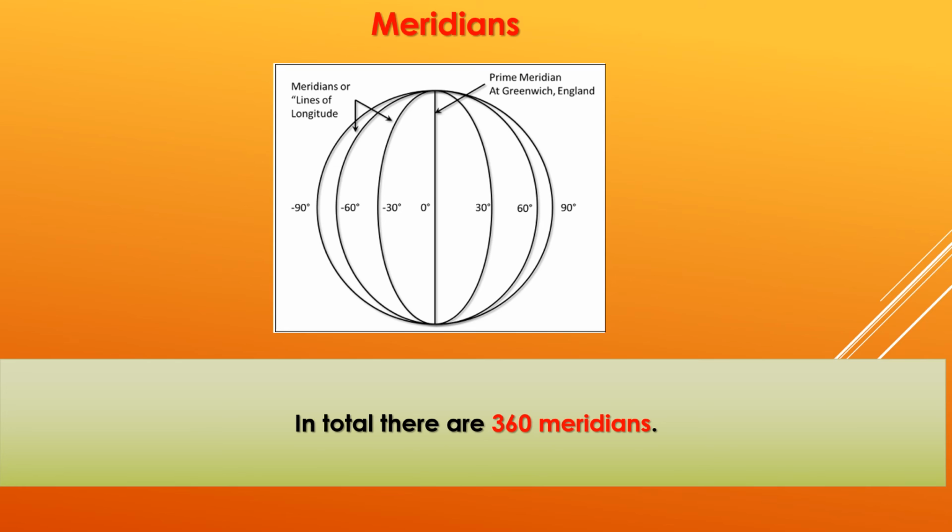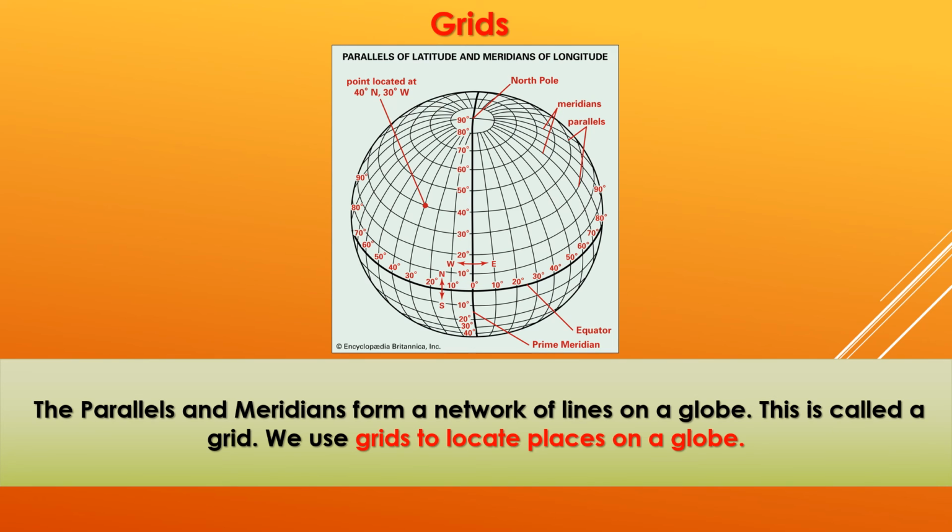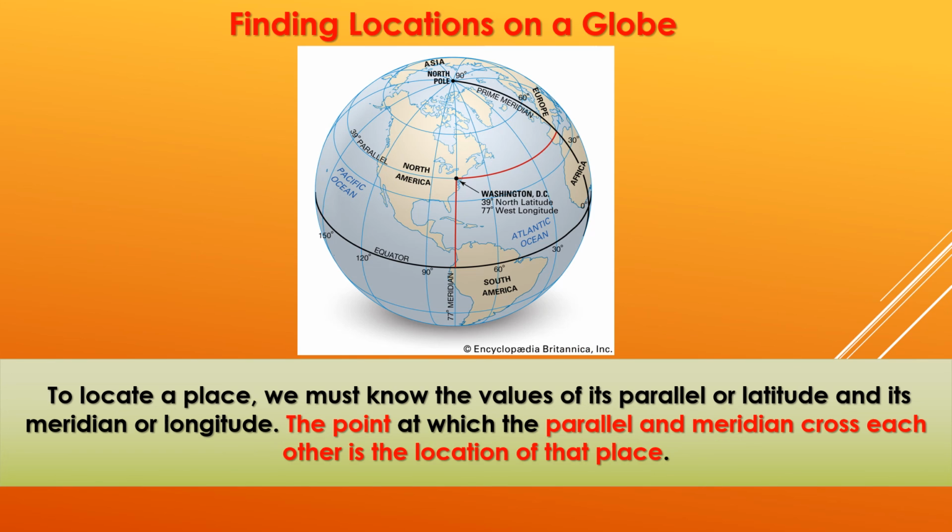In total, there are 360 meridians. Now, let us see how to locate a place on the globe using the parallels and the meridians. The parallels and the meridians form a network of lines on a globe. This is called a grid. We use grids to locate places on a globe.